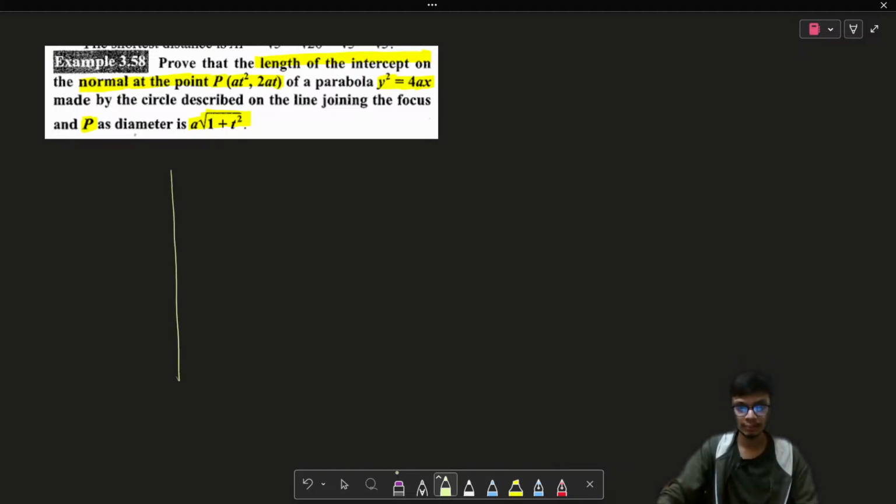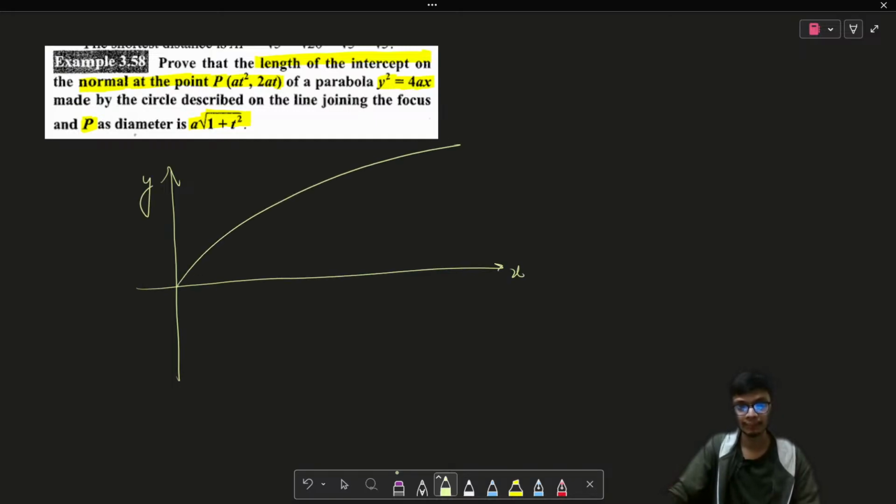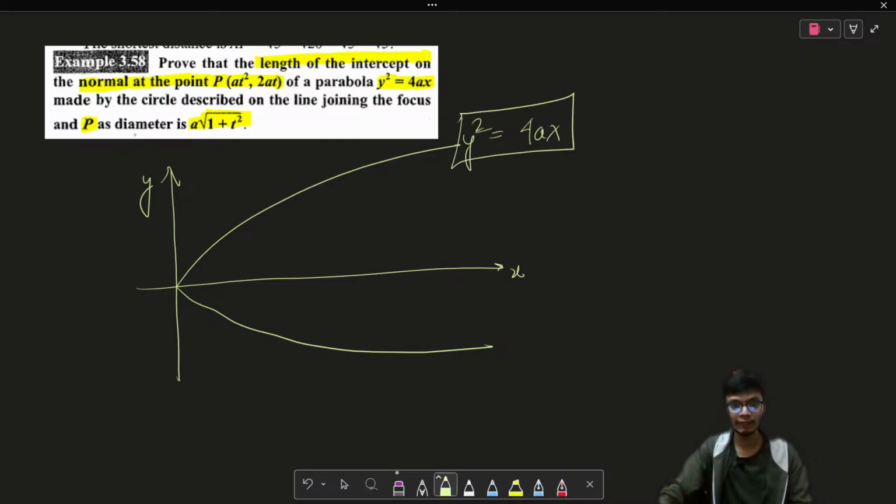If I draw the parabola again over here by drawing the coordinate axes, so this is the x and the y axis, and this is my standard equation of the parabola, y square equals 4ax. And at any point P, that is at square comma 2at, if I draw a normal to this particular parabola at this point P, then what we have to prove is that the length of the intercept on the normal at the point P is made by the circle described on the line joining the focus and the point P.